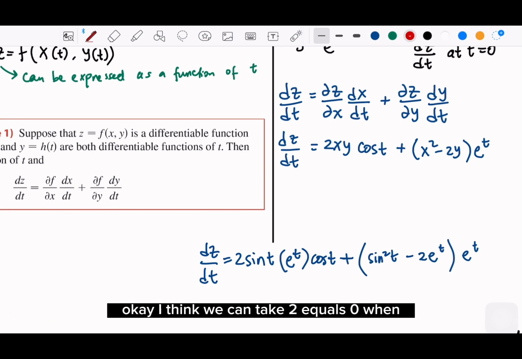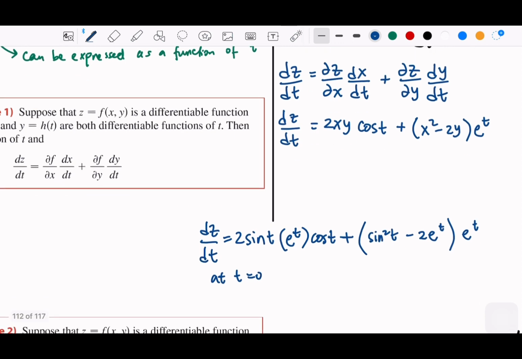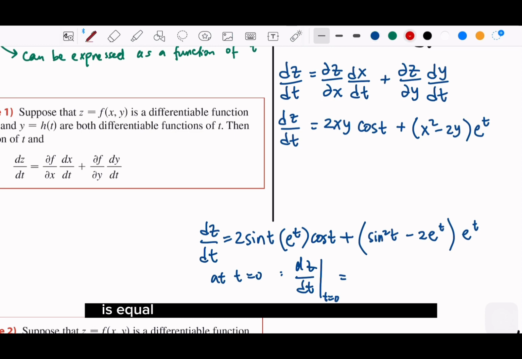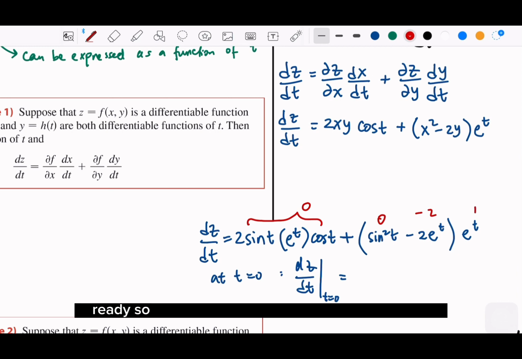So at t equals 0, dz/dt is equal to: this will be 0 because of sine 0, and this will be 0, this will be negative 2, this will be 1. So we can finally just write this as negative 2.